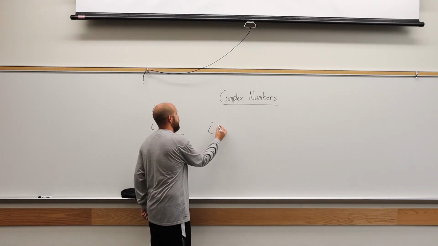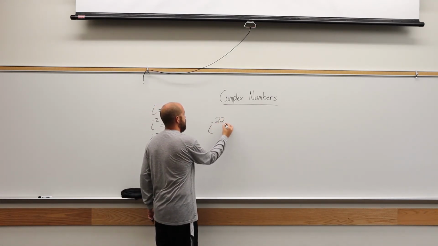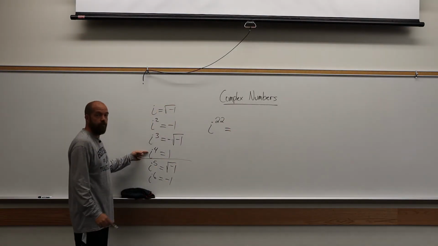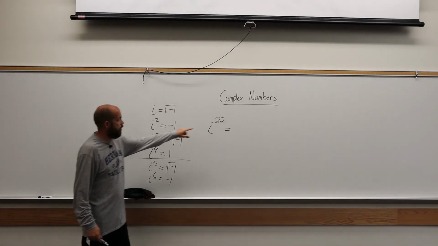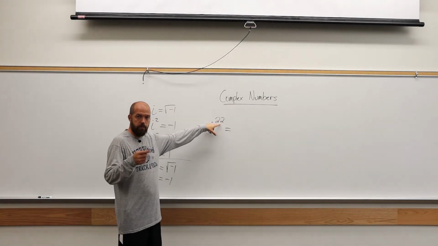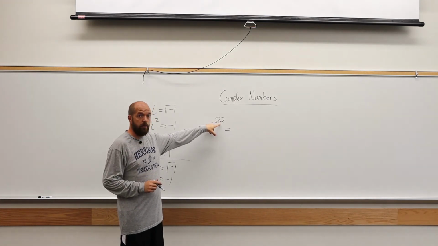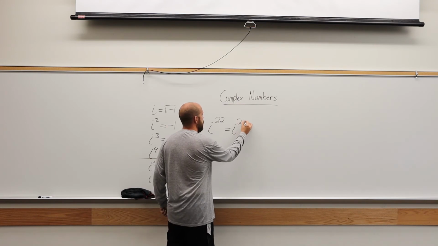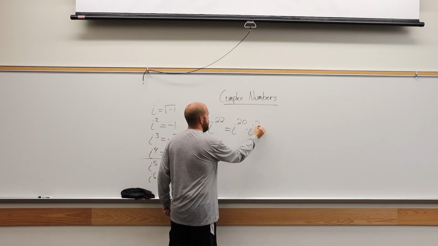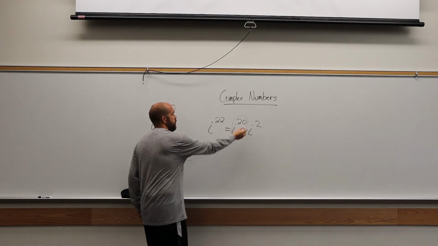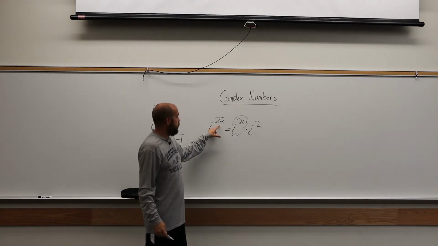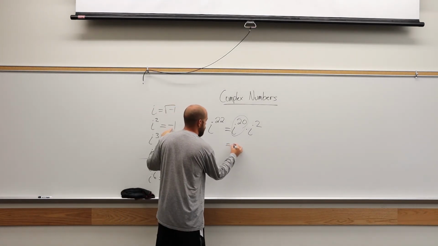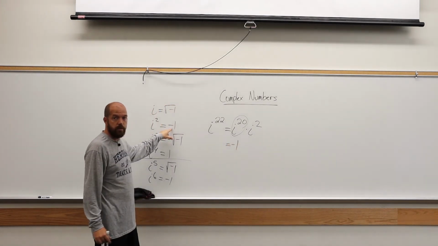So if I have i to the 22nd power, because every time I get to an i to the fourth, it cycles over again, I want to find the closest i to the fourth multiple that I can. Well, 20 is a multiple of 4, so i to the 22nd is really i to the 20th times i to the 2nd. i to the 20th is just 1, it goes away. So really this right here is going to be i to the 2nd, which is -1. Kind of fancy, huh?